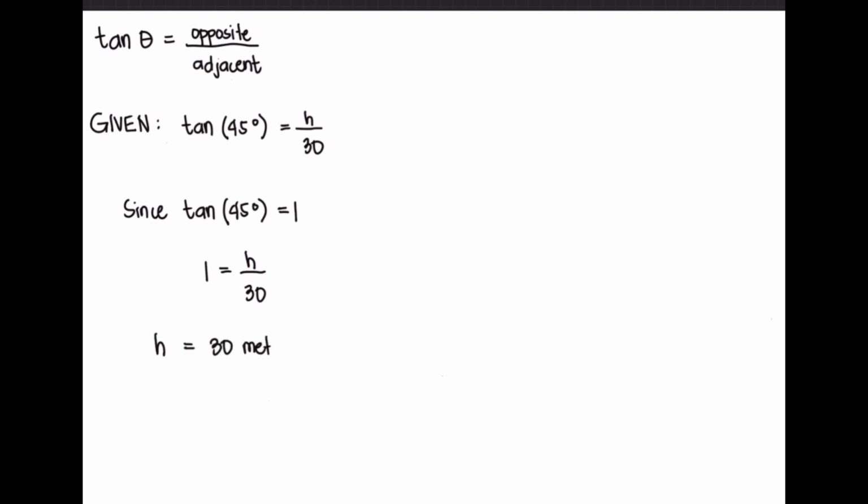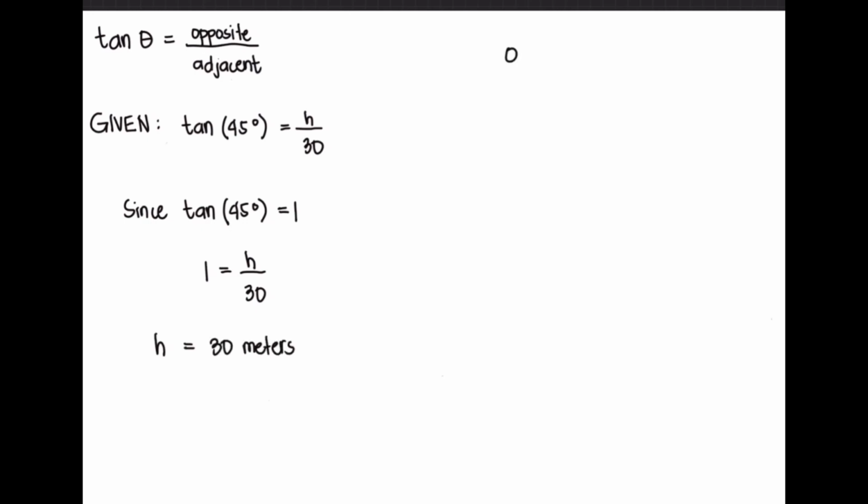The tangent of 45 degrees equals 1. So we have tangent 45 degrees equals the height of the building over 30. Since tangent 45 degrees is equal to 1, we can set up the equation 1 equals the height of the building over 30. To find the height of the building, multiply both sides of the equation by 30. Height of the building equals 30 times 1, so the height of the building equals 30 meters.